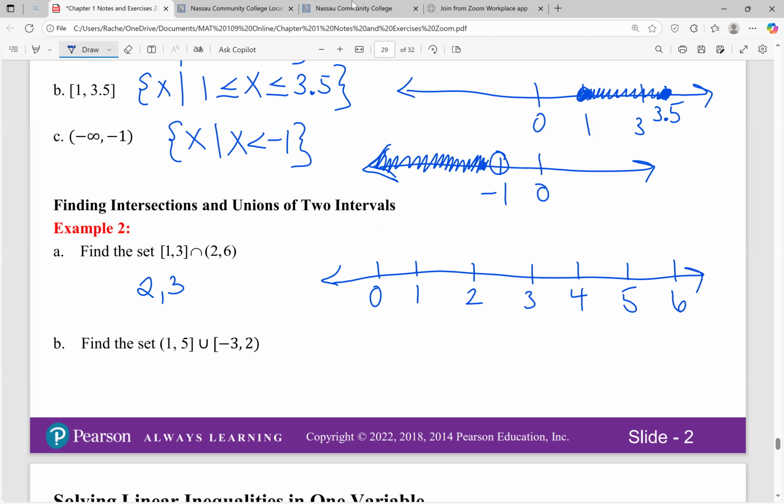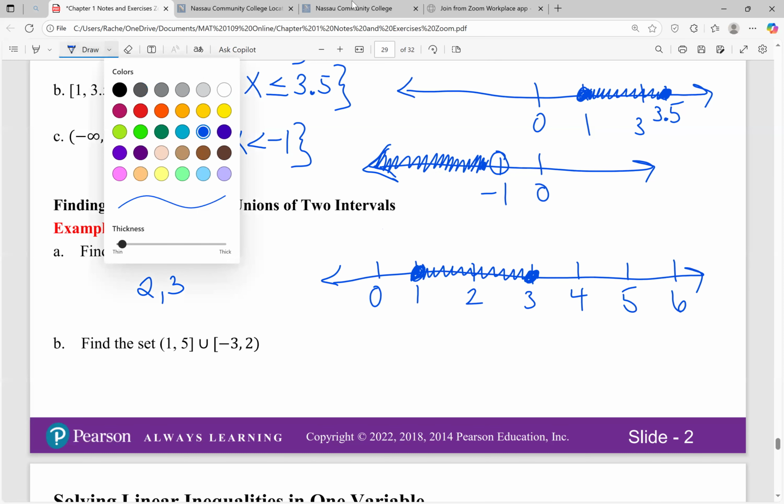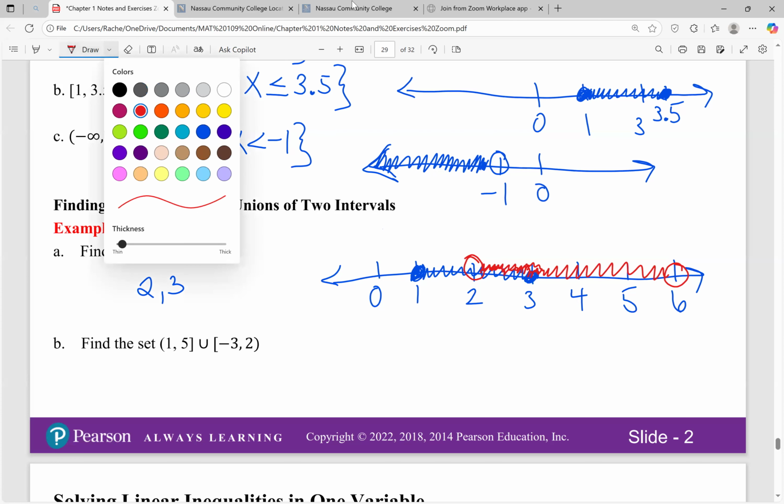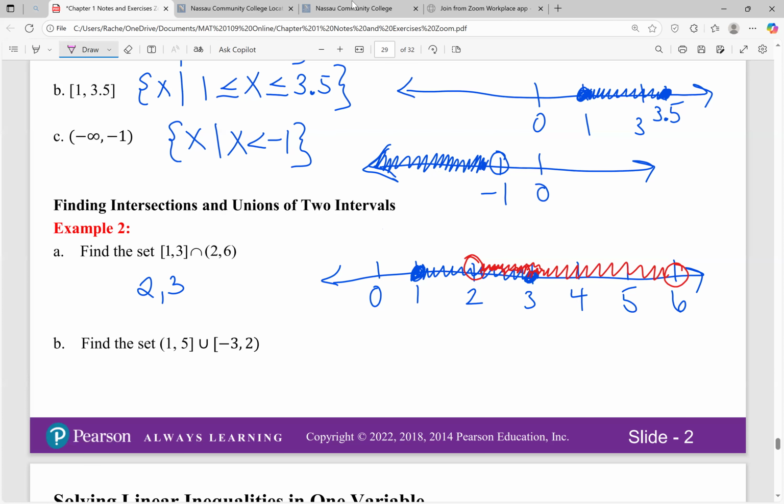So we had from 1 to 3, and that's in blue. Now in red, we're going from 2 to 6, both open, because 2 and 6 are not included, but then everything in between is included. So now what we want to do is find where they share common solutions. That's the intersection. So it's here, right? You see this overlap of the red and the blue.